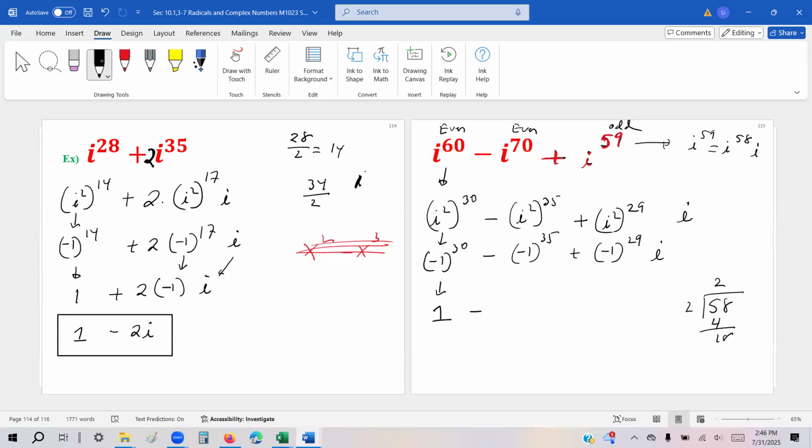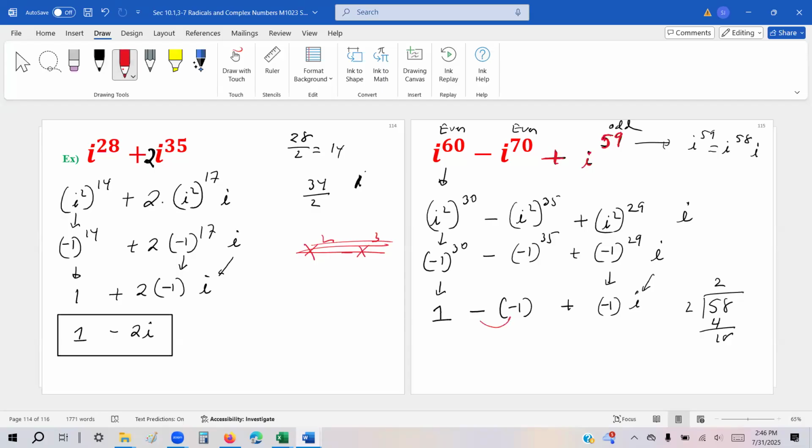So Ashley, how about the next one? If you have negative 1 35 times, what do you have? Negative 1. And then this one, negative 1, you have 29 times. Negative 1. And you have your i. Now all you have to do is just simplify.